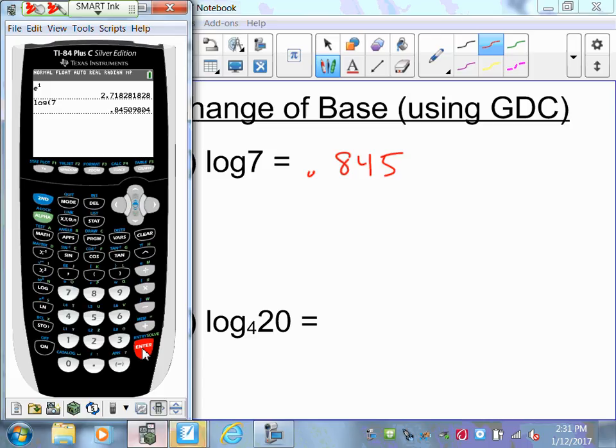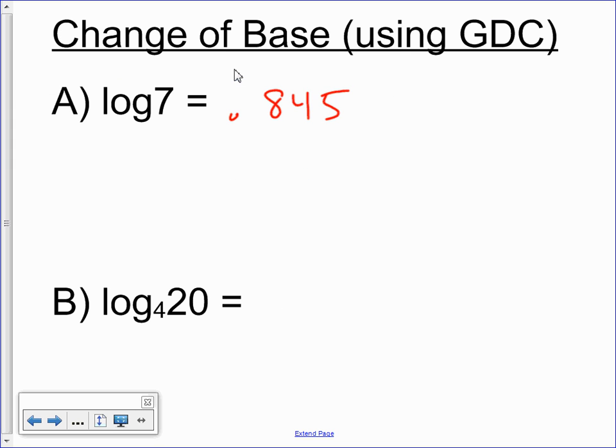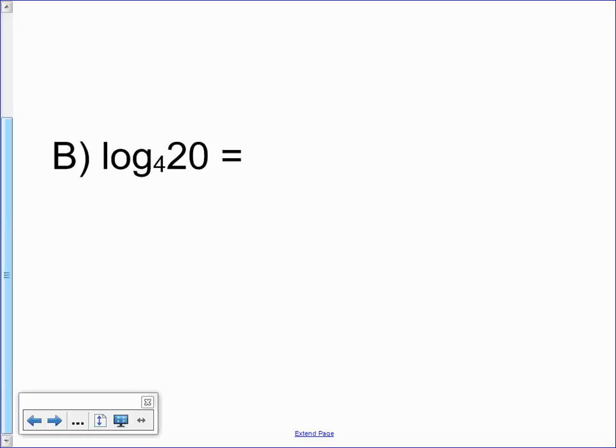The next one says log base 4 of 20. Here's the deal. You want to do it one way, but don't. Don't give it away.